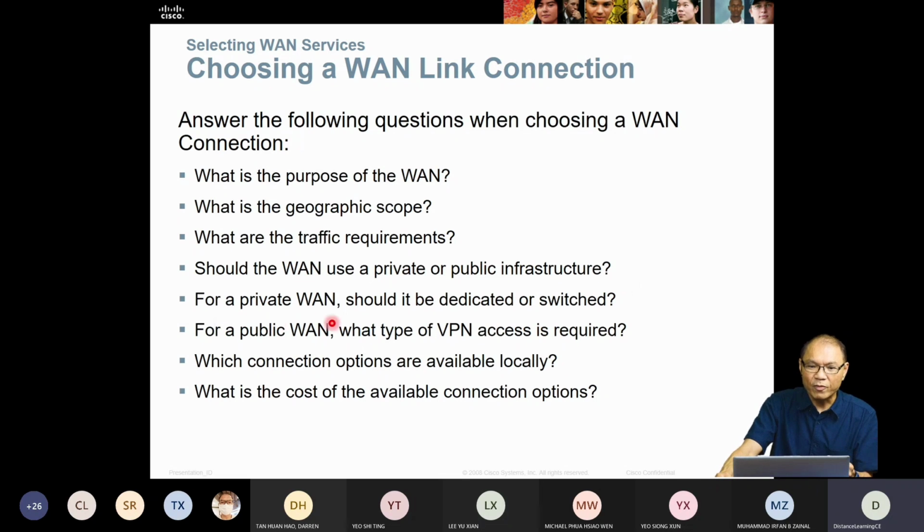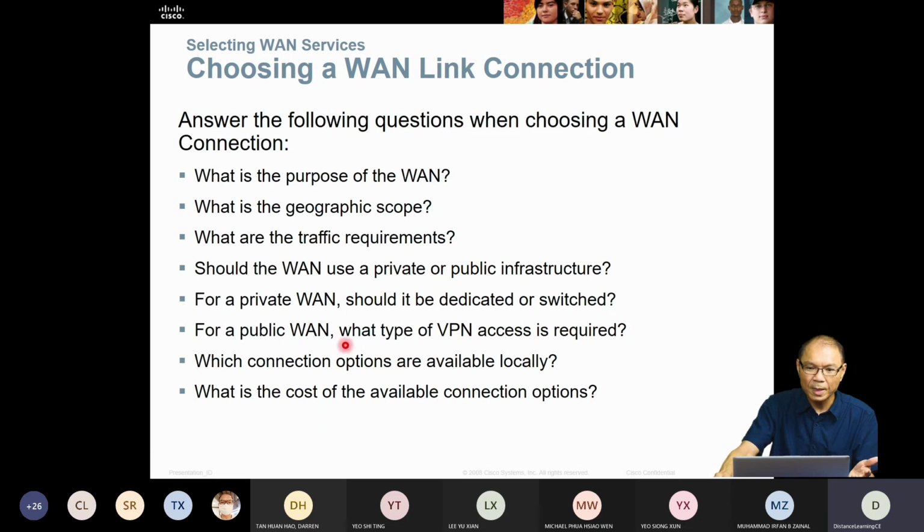And for private, if you want to use a private wide area network, do you want it to be dedicated? That means it's yours. Nobody else can use it. It's dedicated for you and no one else can use it. Then you may want to use a leased line. If it's a switch, then you may want to use something like PSTN or ISDN and so on, sharing.